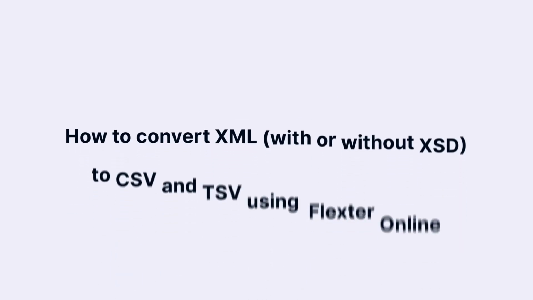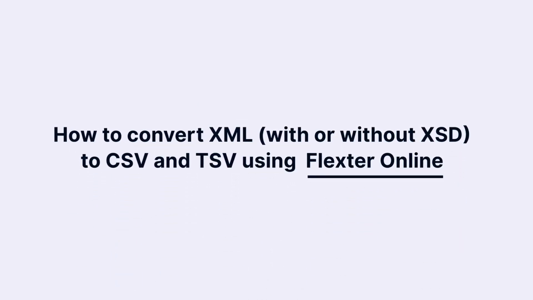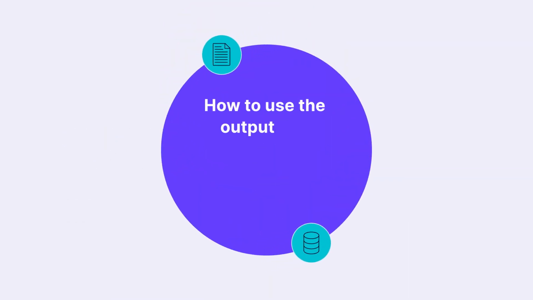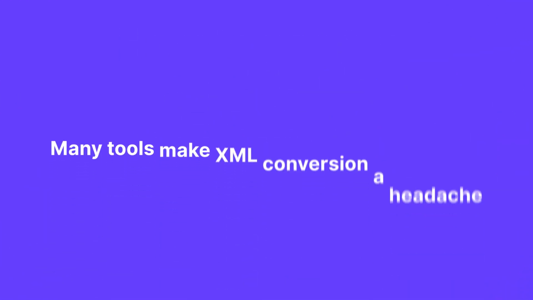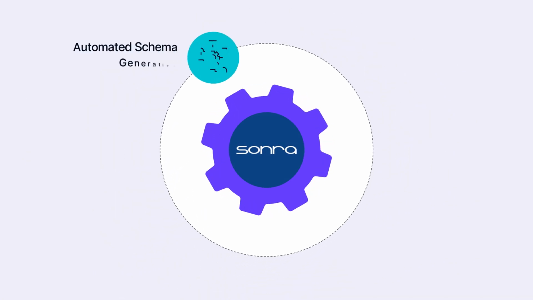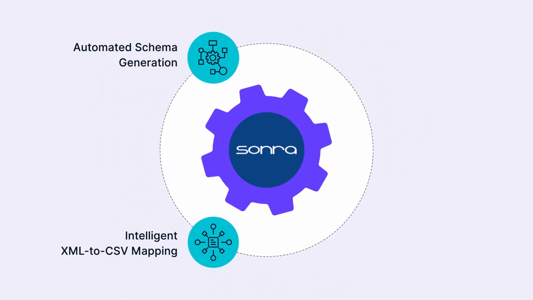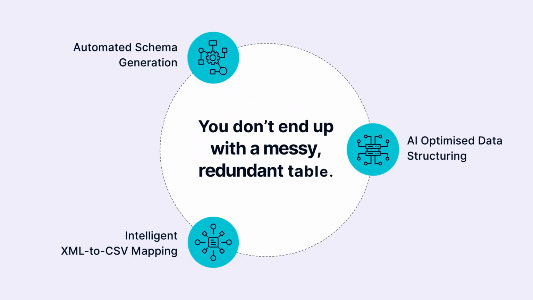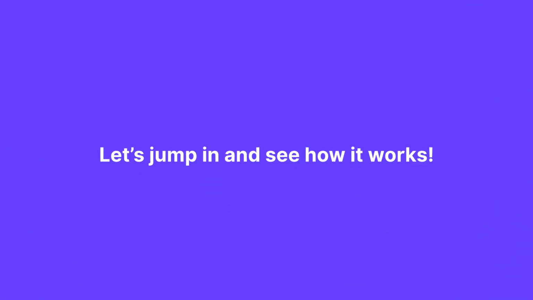Here's what we will cover. First, I walk you through how to convert XML to CSV and TSV using Flexter Online. I'll then show you how to use the output and documentation to make the most of your data. Many tools make XML conversion a headache, but Flexter Online simplifies the process with automated schema generation, intelligent XML to CSV mapping, and AI-optimized data structuring, so you don't end up with a messy, redundant table. Now, let's jump in and see how it works.